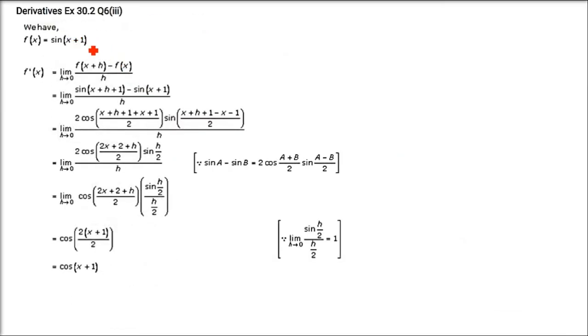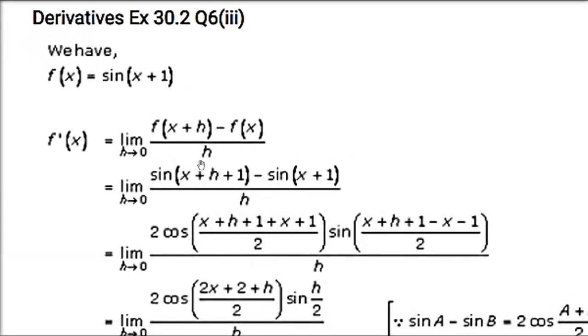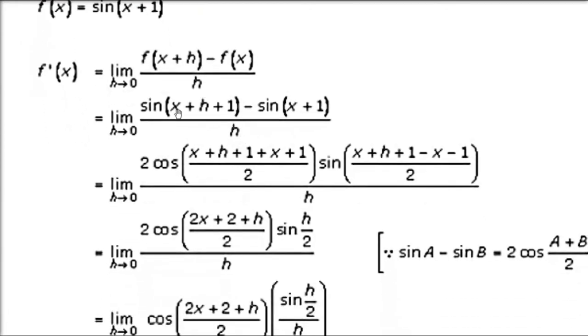Now you have sin(x+1). These all 4 questions are NCERT. So, sin(x+h+1) minus sin(x+1), divided by h. This is 2 cos... This is sin C minus sin D.